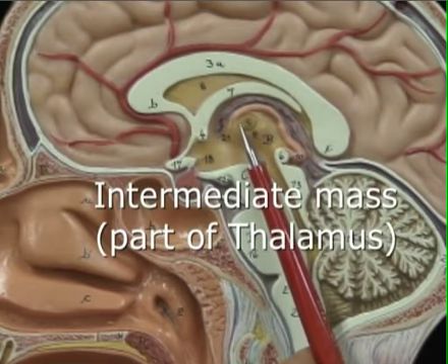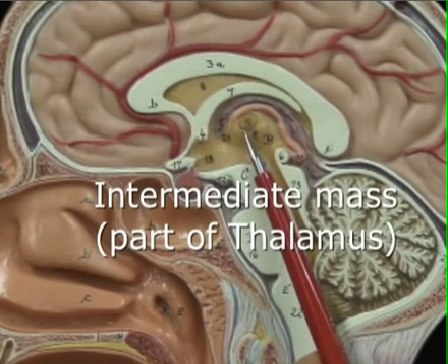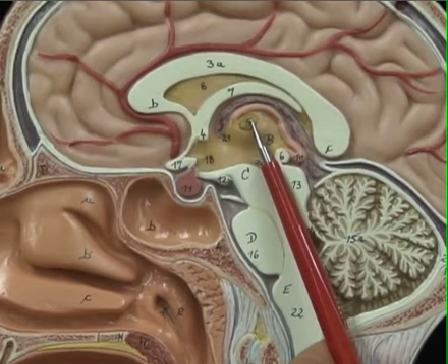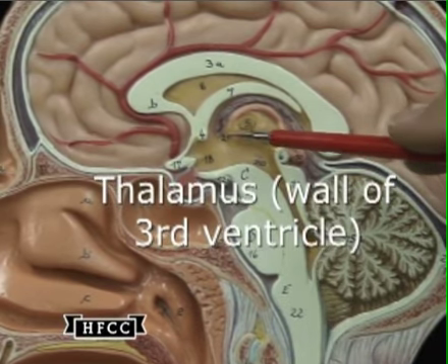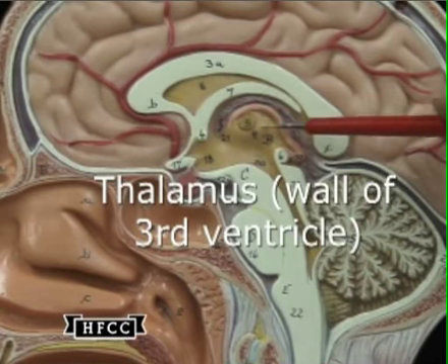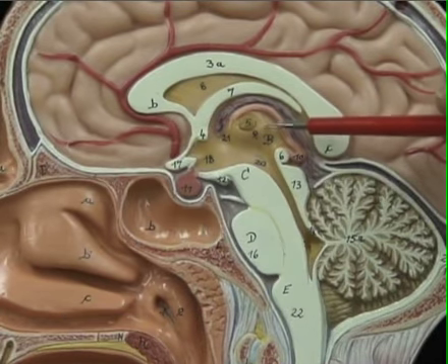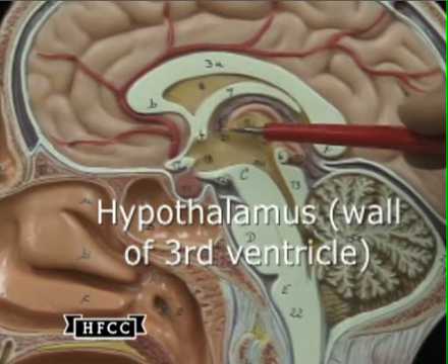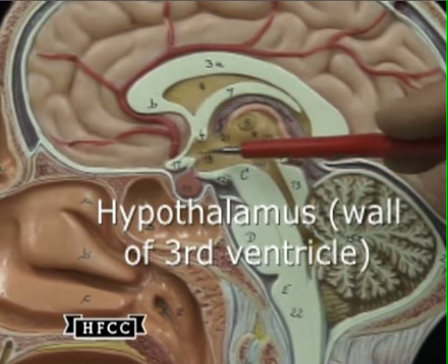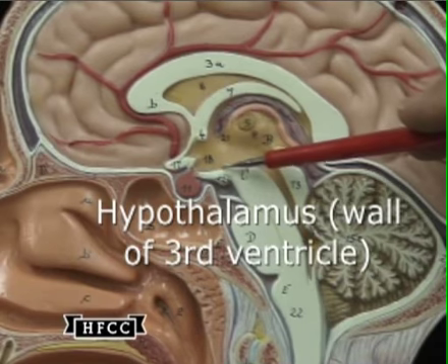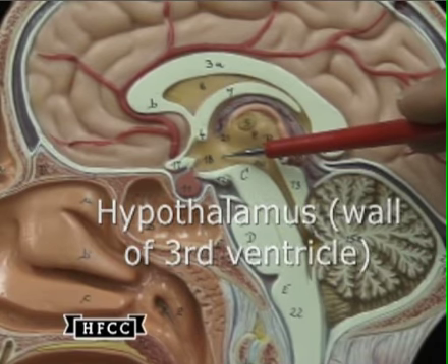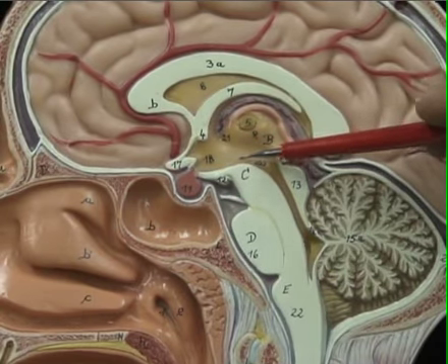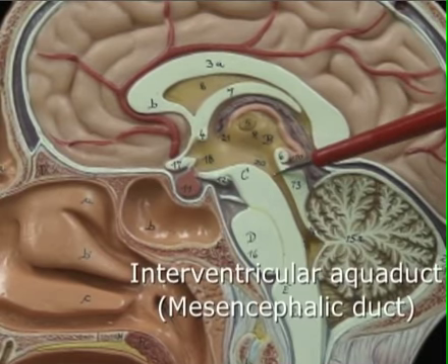That dark brown there, number 5, is the intermediate mass. It's part of the thalamus that connects the right thalamus shown to the left thalamus. And there's the right thalamus, that wall of tissue I'm circling that forms the wall of the third ventricle. And then from that little indention downward, that wall is the hypothalamus, a very multifunction structure that makes up the wall of the third ventricle.